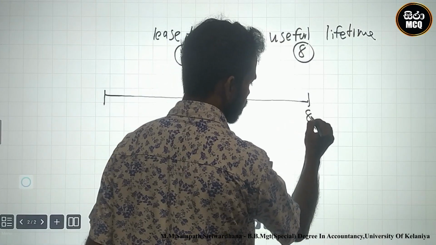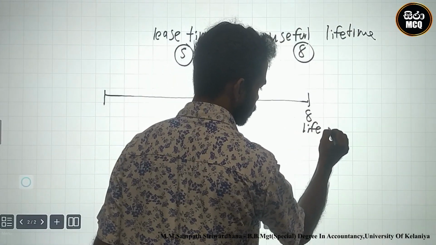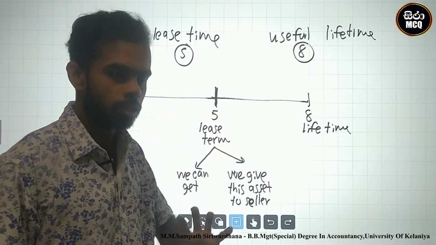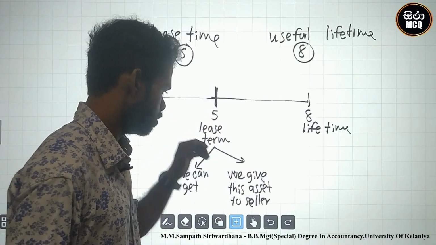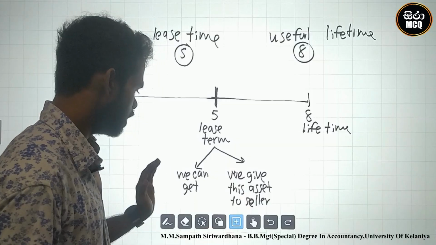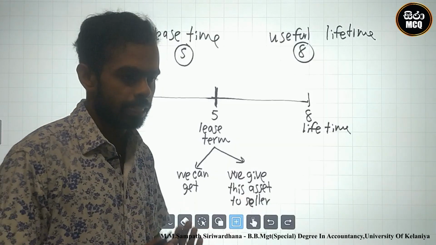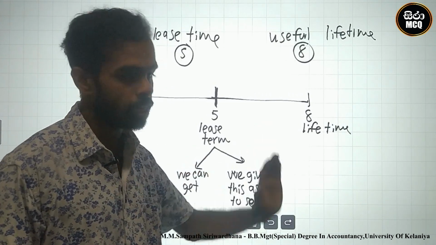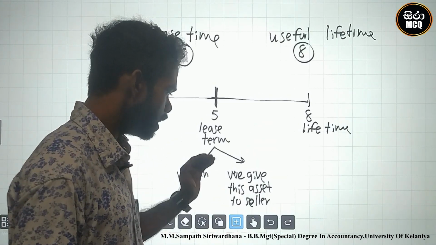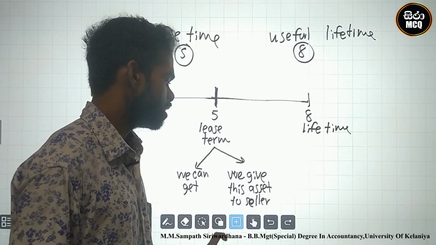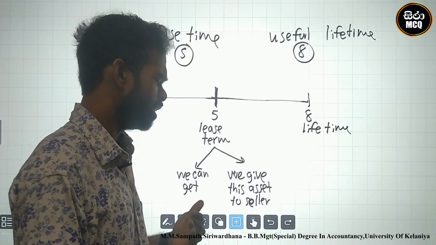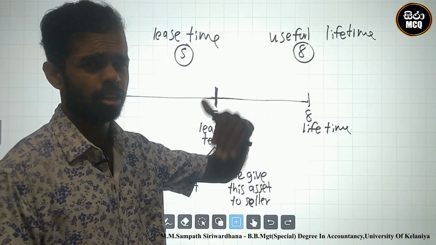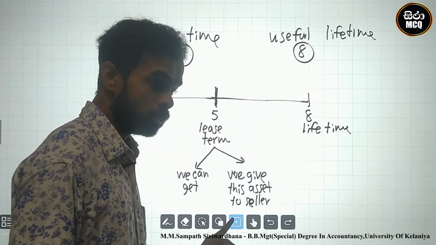This is the 8 years lifetime. We already used 5 years. This is the lease term. After the lease term there are two options. We can get this asset to use for the useful lifetime, but another option is we give this asset to the seller. Okay, we don't want it, therefore we give this asset to the seller after the lease period.